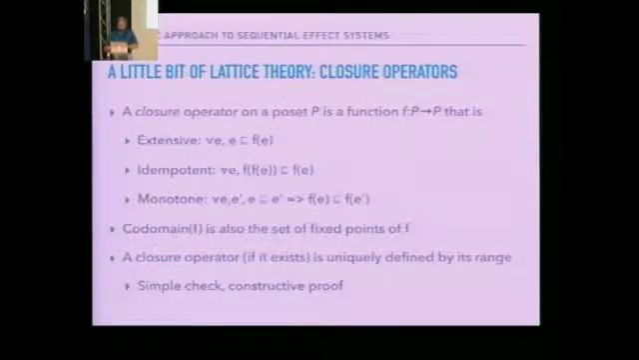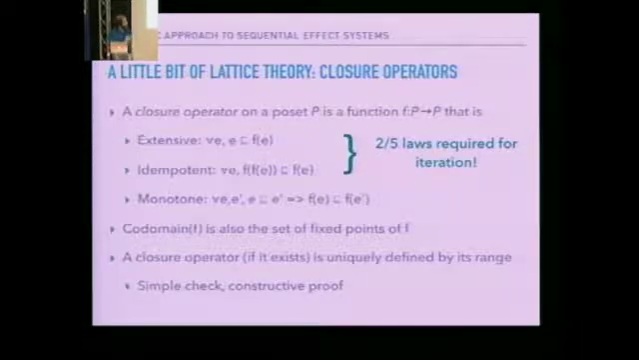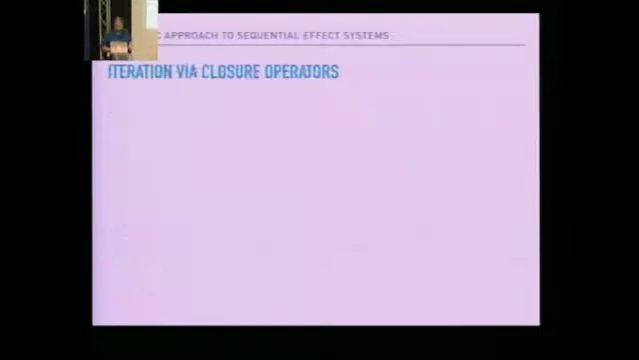Also interesting is that any closure operator, if it exists, is uniquely determined by its range. So if you give me a subset of this partially ordered set that you think should be all the possible outputs from this operator, I can do a little check on that subset, and if it passes, I can give you back the operator, and there's only one. Another bonus is that in the paper I work out 5 laws that any reasonable notion of iteration has to satisfy. 2 of them are automatically satisfied by any closure operator. So this is a good starting point.